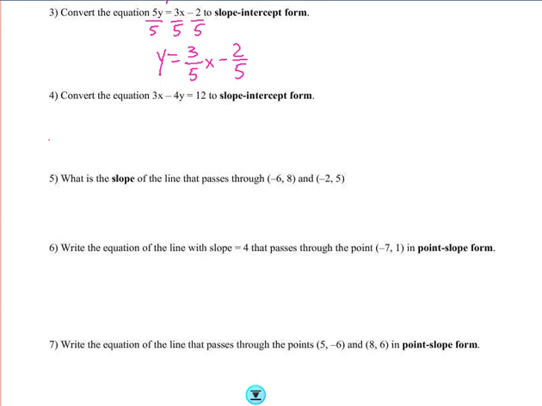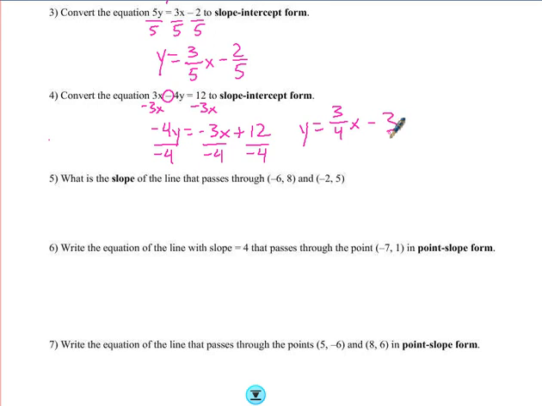Here we have to get the x on the other side. A mistake here often is that we don't bring the sign over with it, and we don't leave this sign. So this is negative 4y equals negative 3x plus 12. And then we're going to divide everything by negative 4. And we get y equals positive 3/4 x minus 3, because a negative divided by a negative is a positive.